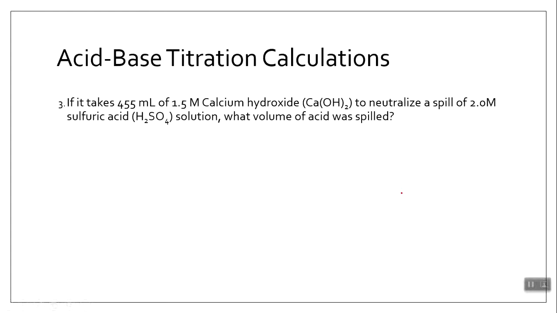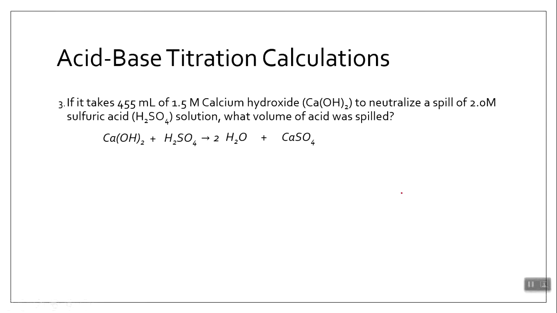Number 3, if it takes 455 milliliters of 1.5 molar calcium hydroxide to neutralize a spill of 2 molar sulfuric acid solution, what volume of acid was spilled? Now for this problem, I want you to go ahead and pause the video and try it out yourself. Keep in mind that you always need a balanced reaction for titration calculations, so start there. Acid and a base make water and an ionic compound. And then go ahead and try to set this up on your own. Go ahead and play the video when you're ready.